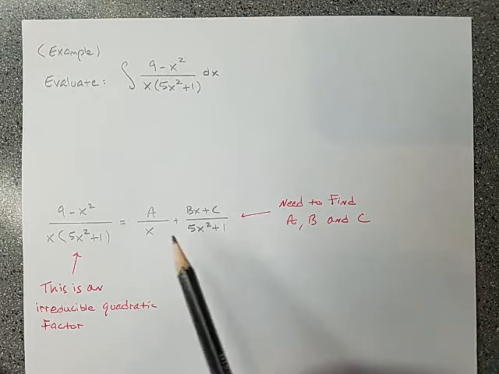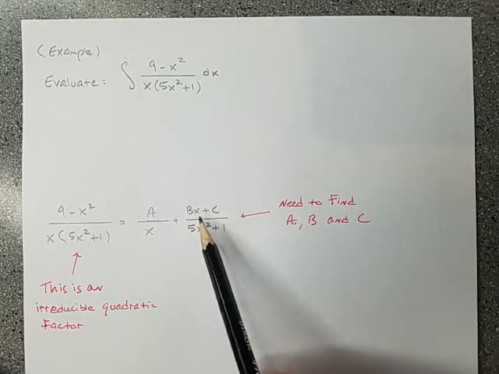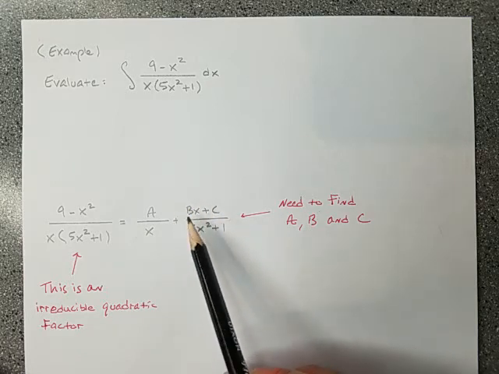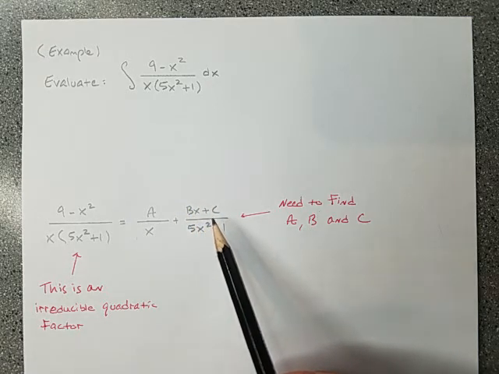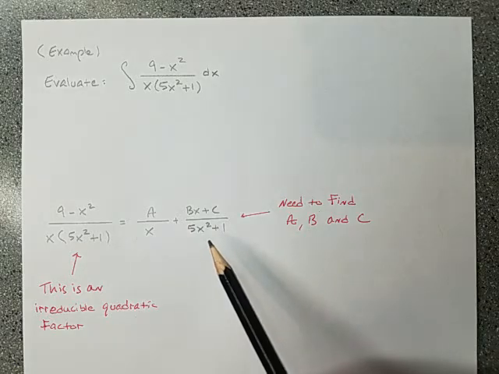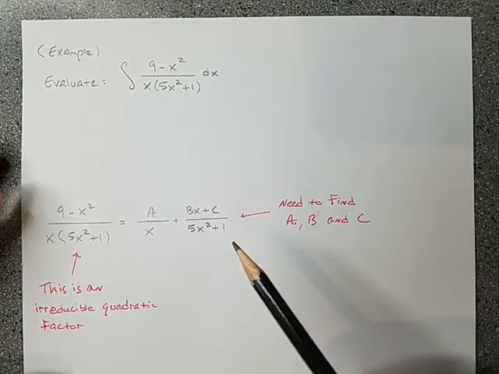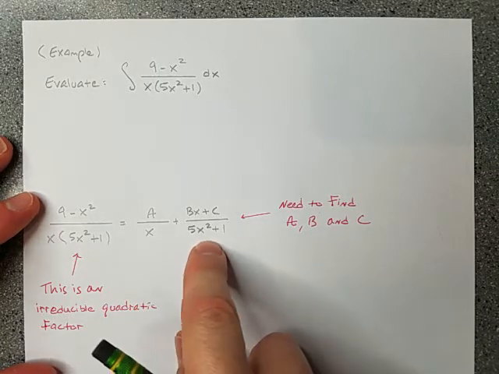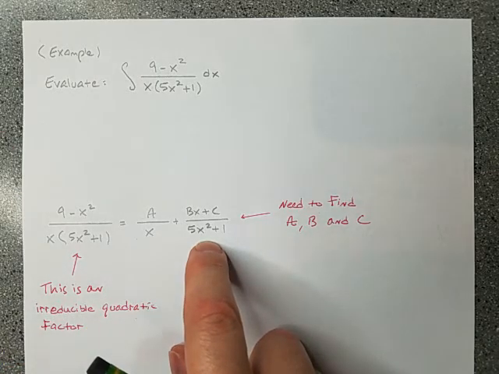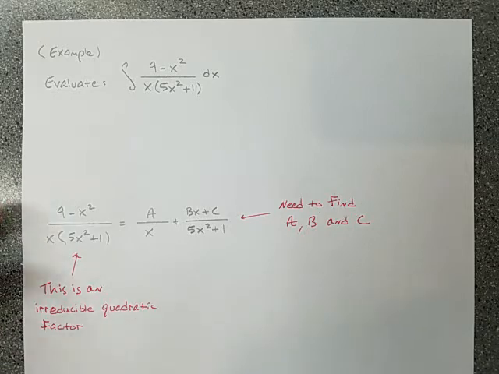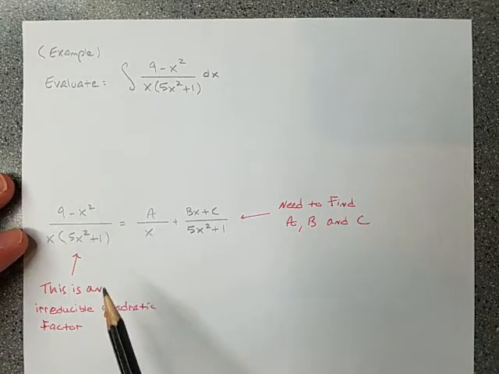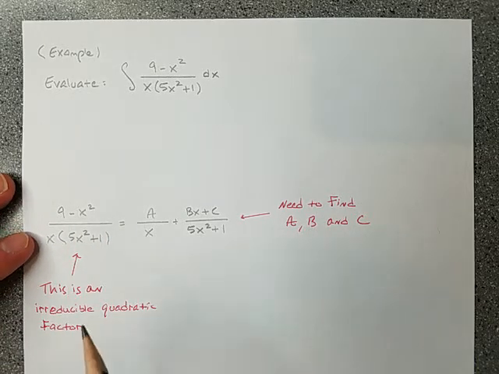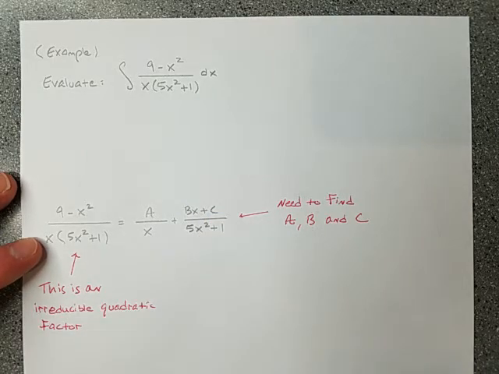What would surprise you about this is that that needs to be bx plus c up there. That's probably the part that would surprise you, but I'm here to tell you that it needs to be that way. You may not have known that it needed to be this way, but this is how it needs to be when we have an irreducible quadratic factor. So let's just take this as our starting point.